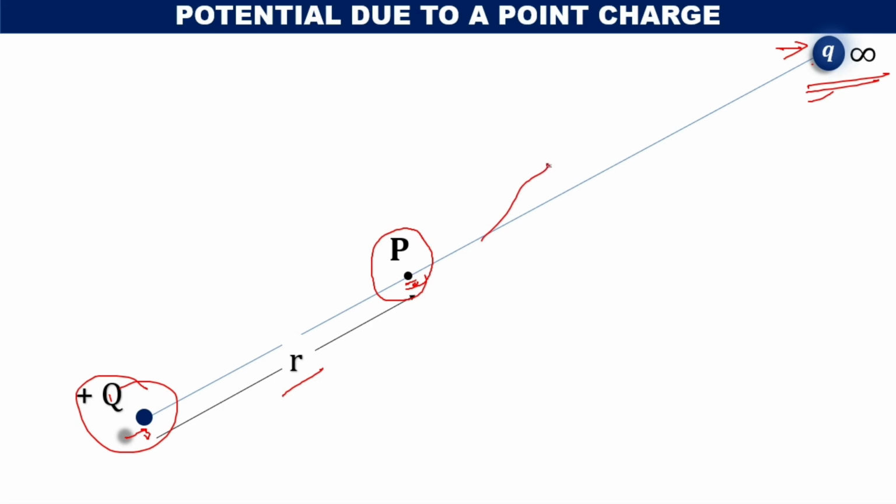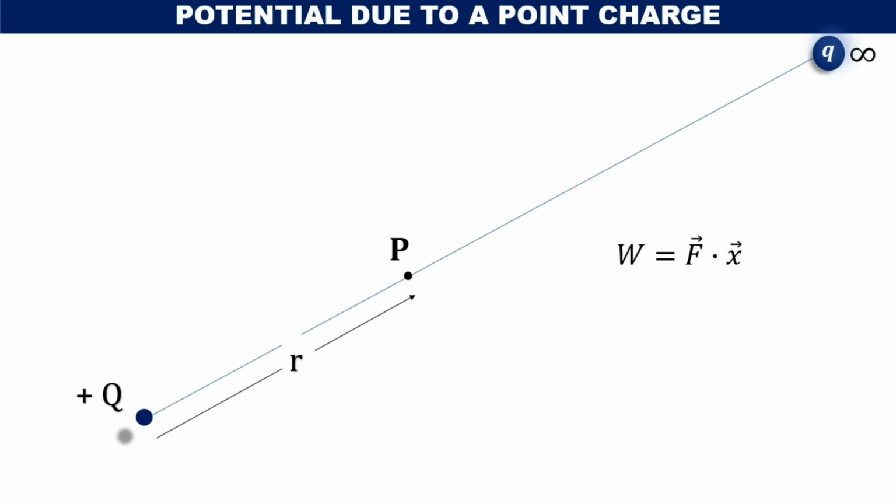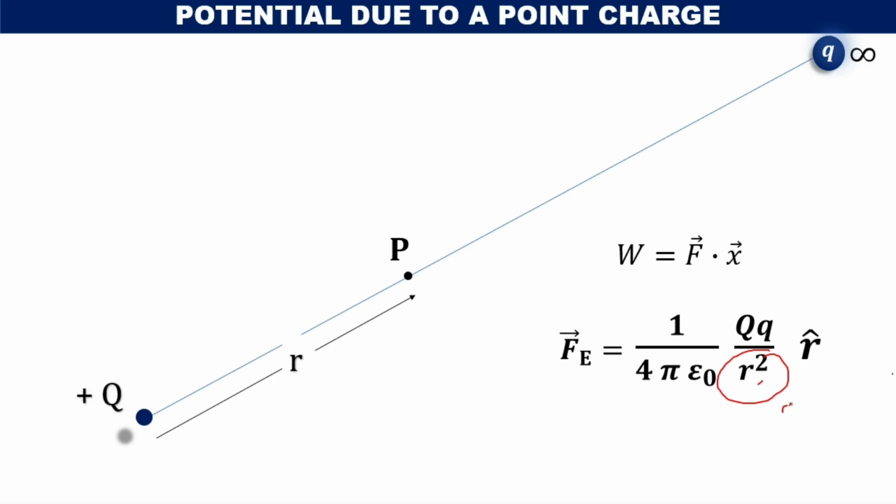The amount of work done during this process will be stored in the form of potential energy. Obviously, work done is given by the dot product of force and displacement. Here, the force is the electrostatic force. Electrostatic force is given by Coulomb's law. We can see that it depends on the distance r.